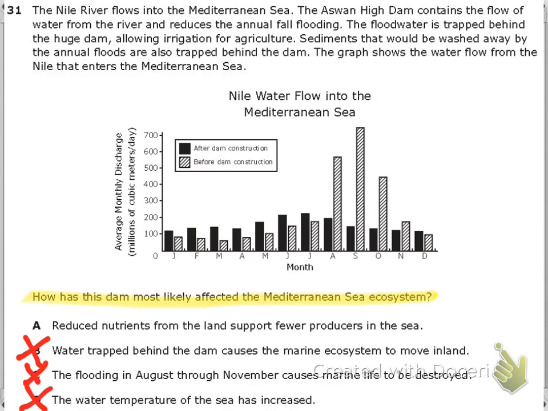So let's go ahead and circle that. Let's circle it with blue since we're dealing with water. So if you circled A, you would be correct.